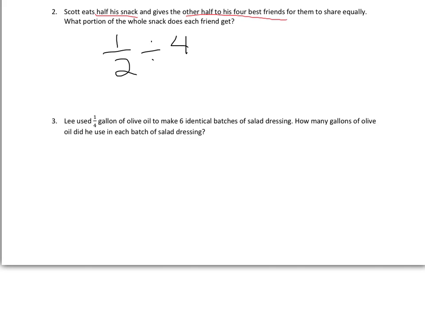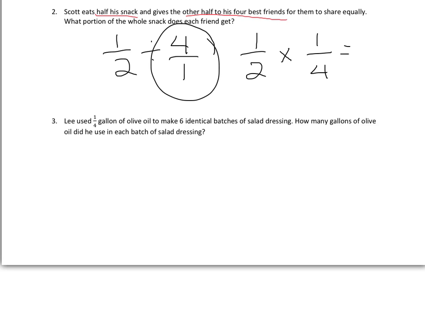Now, first thing we need to do is put 4 over 1. Now we need to take this and flip it. So 4 over 1 becomes 1/4. You have 1/2 still, and now you multiply, you don't divide. 1 times 1 is 1. 2 times 4 is 8. So, what portion of the whole snack does each friend get? They get 1/8 of it. Let's move on to question number 3.